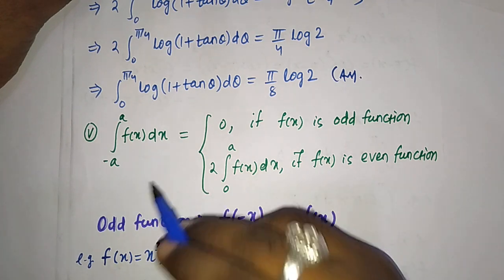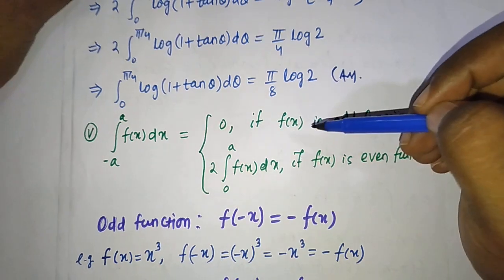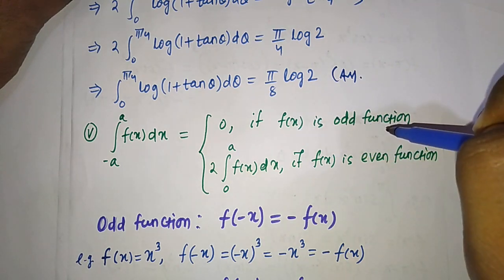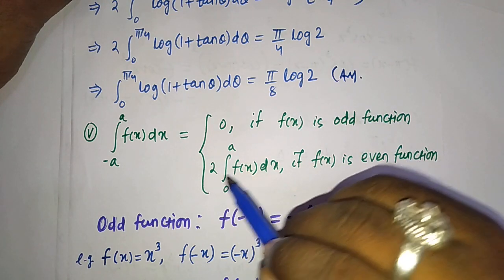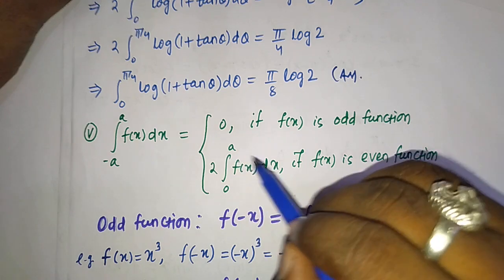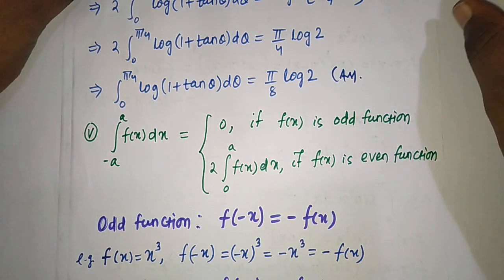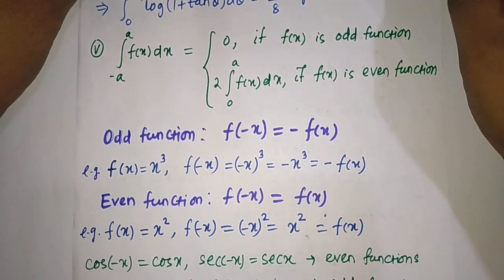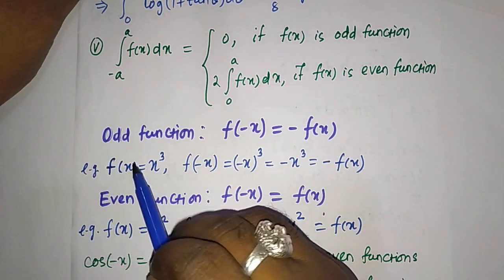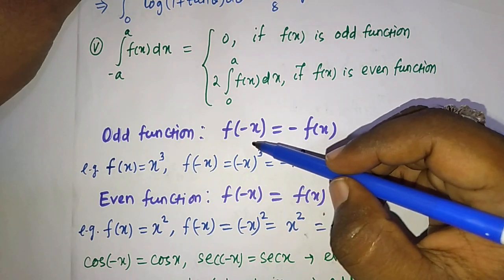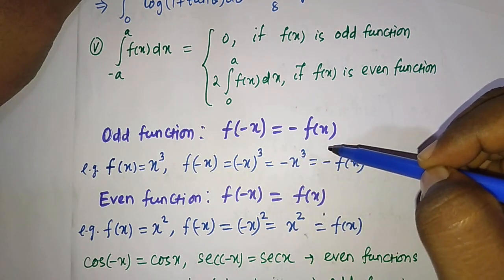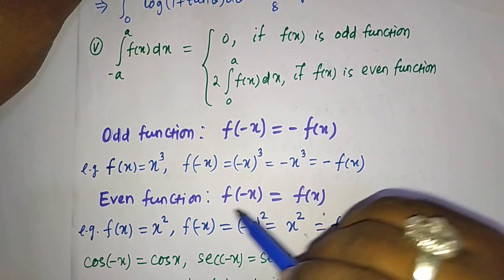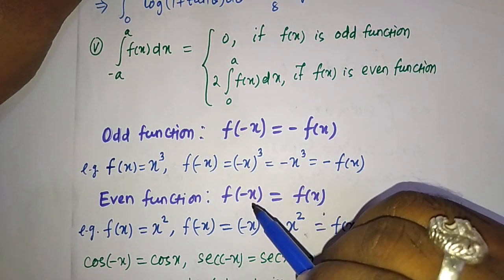See, the formula for this is: it is 0 if f of x, meaning the function f of x, is an odd function, and it is 2 into the integration of f of x from 0 to a when f of x is an even function. I will remind you what an odd function and an even function are. A function is odd if f of minus x is minus f of x, and when f of minus x is f of x, then it is an even function.